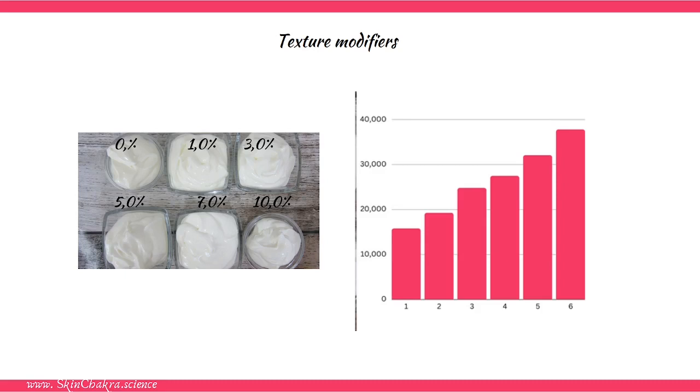Then we have texture modifiers that when you add them to the emulsion, they can increase or decrease the viscosity, and they have an impact on the texture, on the skin feel, on the flow of the emulsion. One of them that we very often use is our modified rice starch, and you can see here it increases the viscosity, it improves the stability, it even improves the skin feel, it imparts a powdery dry skin feel.